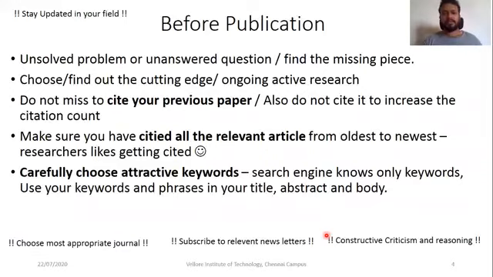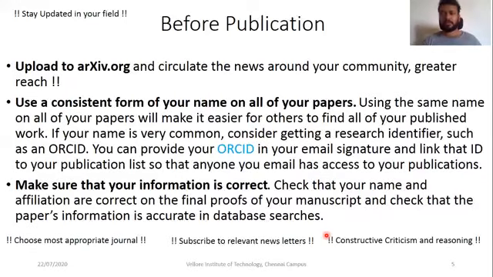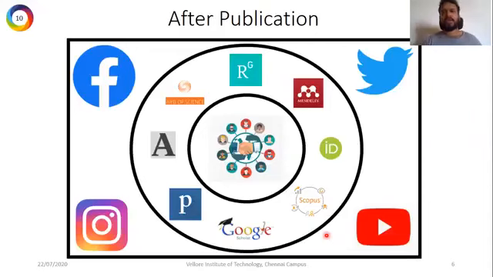With this, we'll finish the points which have to be considered before the publication. We'll move on to after publication. What are all the things that can be done? I was trying to express this in terms of this particular image. The innermost circle represents the mandatory important things that have to be considered after the publication, and going outward are optional but also recommended things to be done in order to have a better global reach.